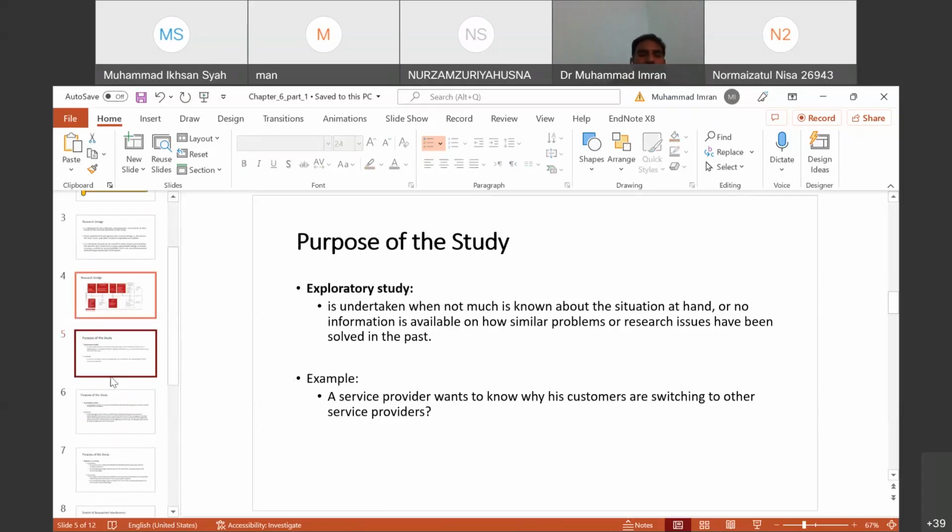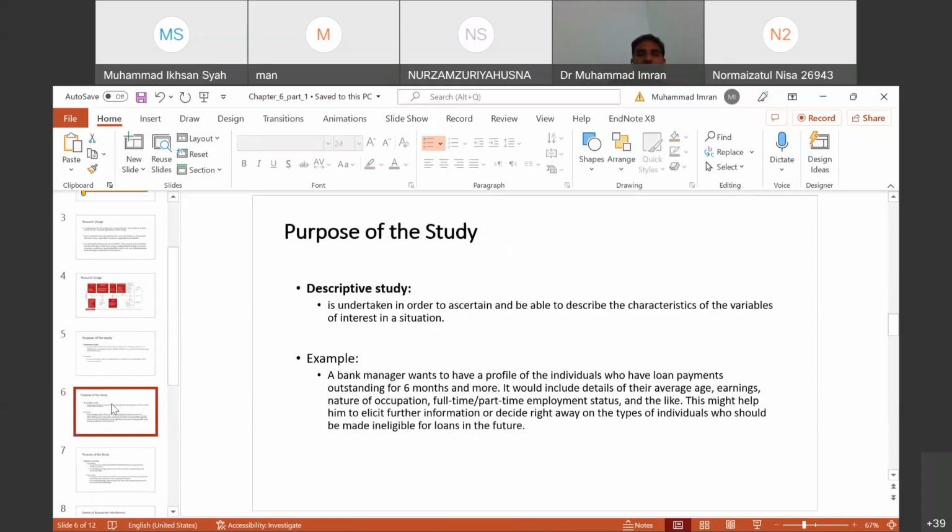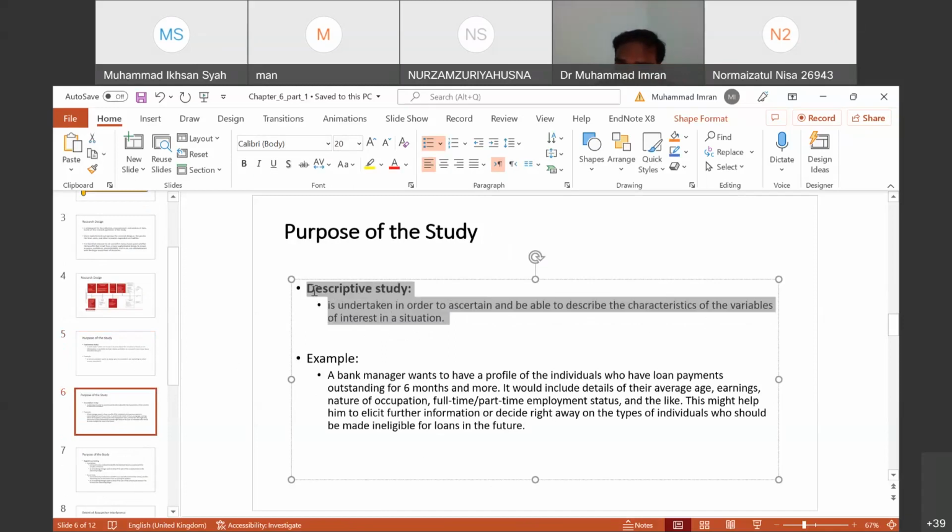Okay, another research type is descriptive research. This is the definition of descriptive research: it is undertaken in order to ascertain and be able to describe the characteristics of the variables of interest in the situation. By the way, we already discussed the types in chapter 1. I'm repeating again for your better understanding.